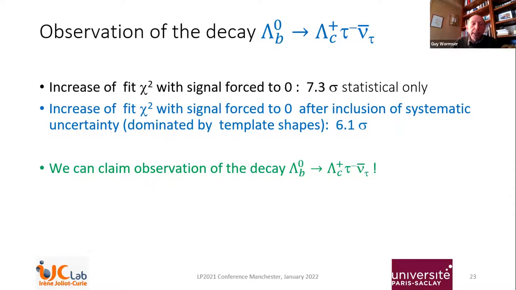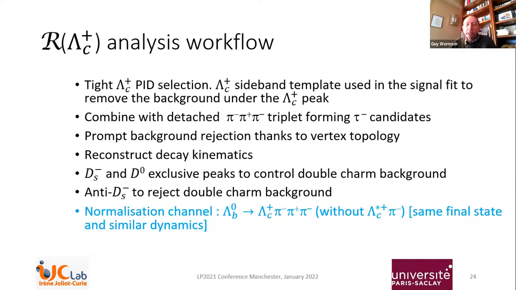So to be more quantitative, we need a normalization channel, and we use this channel lambda b to lambda c 3 pi, which has the same final state composition. There is a small caveat: we remove from these lambda c 3 pi events the lambda c star pi, because we require the same dynamics of the 3 pi system to reduce the systematics.